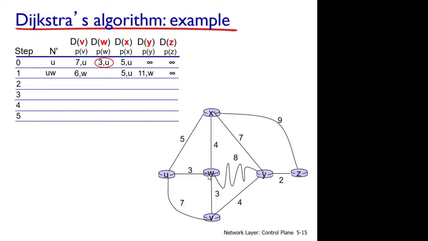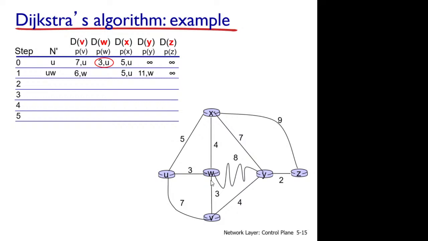And we know that the cost to get there in the first place was 3 here. So the total cost therefore is 6. So 6 via W, is that better than what I have over here for V? Yeah, so 7 via U is not as good as 6 via W, so I'll replace that. I'll just write down 6W here.